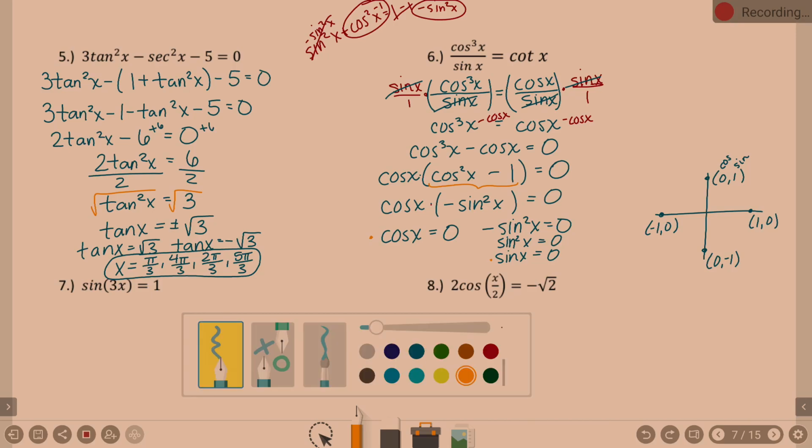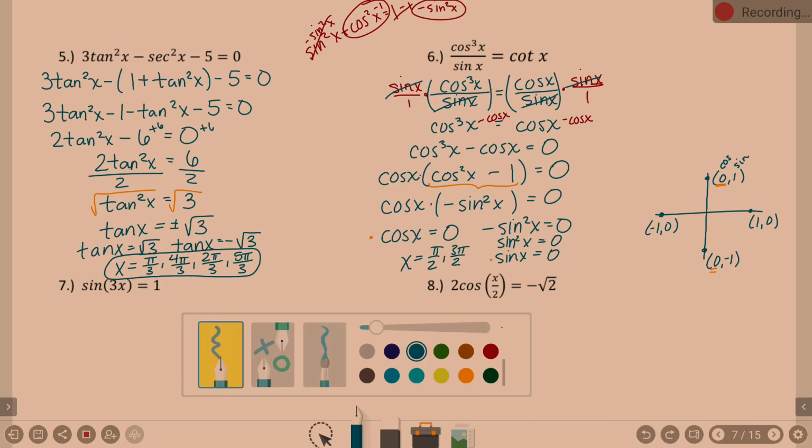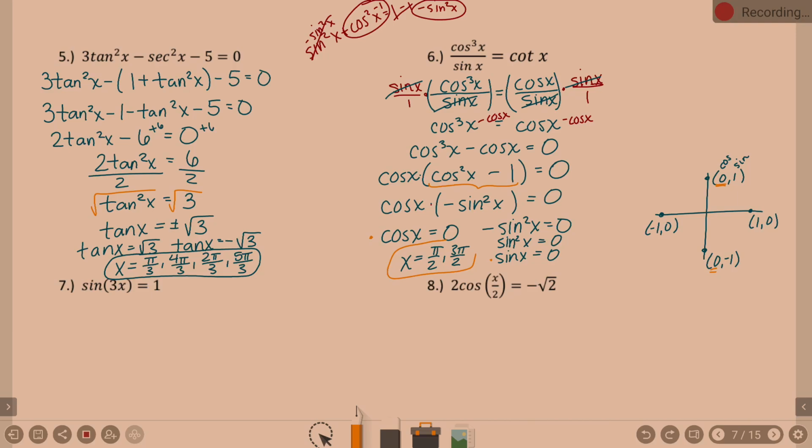Pi over 2 and 3 pi over 2. Okay, are you guys with her? So for that piece of this problem, we have that x equals pi over 2 and 3 pi over 2. Okay. What about sine equals 0? Pi or 0 and pi. Sine equals 0 is when y equals 0. That's happening at the angles 0 and pi. Are you with her?